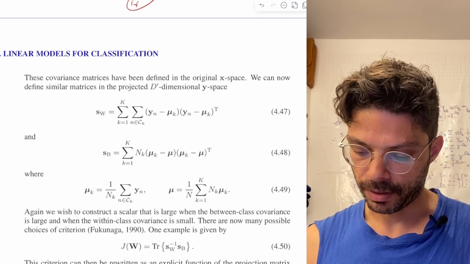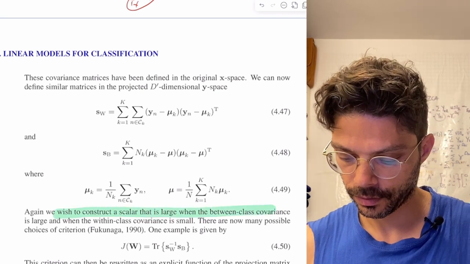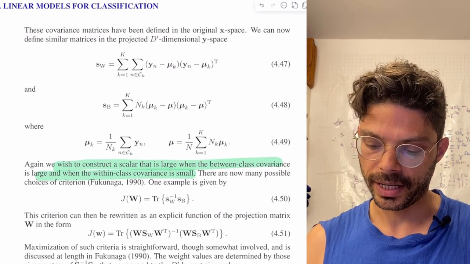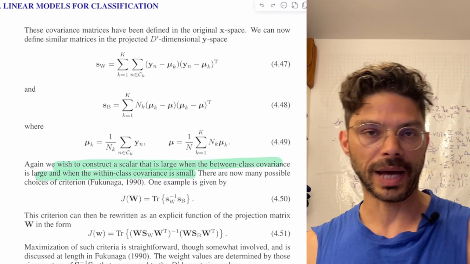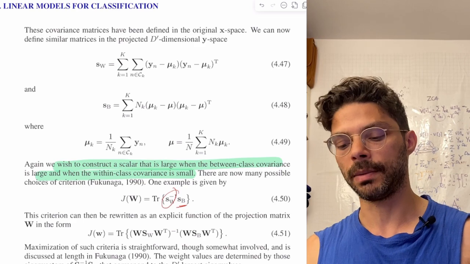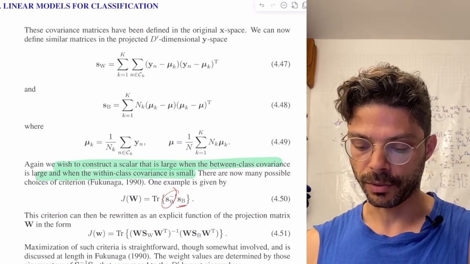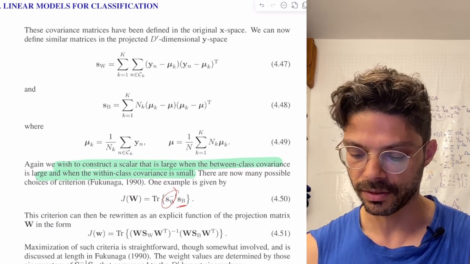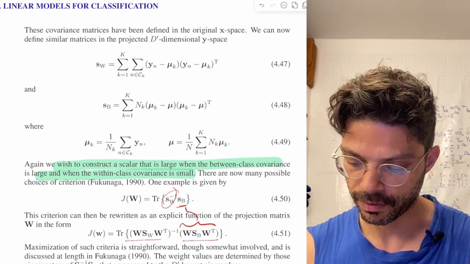So there are now many possible choices of criterion. One example is given by this, again very similar to before: dividing the between class covariance by the within class covariance, trying to keep the between as large as possible and the within as small as possible. You just replace these with their versions after the projection, the version where W is in there, so this is coming from there, and this is coming from there.